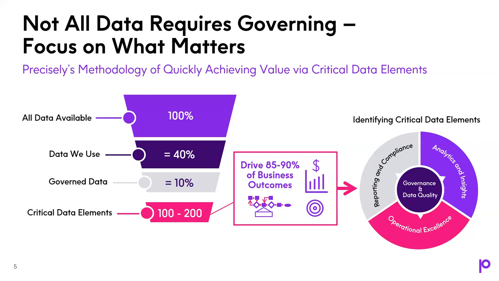Of that 40 or 60% you use, you may govern 10% of it, which means you've made a conscious governance decision on that element. Of that 10%, and this is with unerringly consistent accuracy, most groups identify between 100 and 200 data elements that are critical to how your business operates, whether it's reporting and compliance, analytics, or operations. That is it. Those are the elements you want to make a very conscious governance decision on, and decide how you're going to operationalize that governance to ensure that those business outcomes are being met.